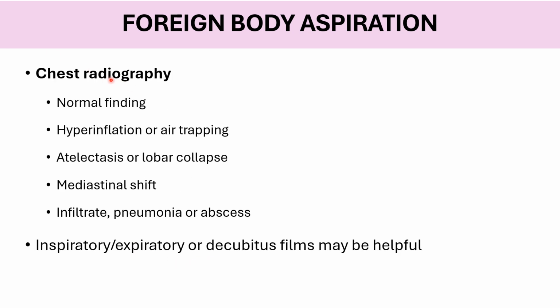Chest x-ray result in case of foreign body aspiration, you may have normal finding, hyperinflation or air trapping, atelectasis or lobar collapse, mediastinal shift, infiltrate, pneumonia, or abscess. If you highly suspect a foreign body in older child, you can order an expiratory view, or bilateral decubitus in young children. Bilateral decubitus, this is very helpful.